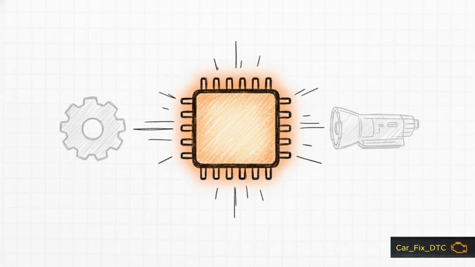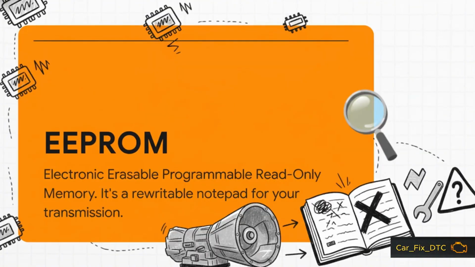Now, to really get to the bottom of this error, we've got to focus on that last word from the definition, EEPROM. It might sound like a bunch of jargon, but it is absolutely central to this whole issue. So let's figure out what it is and why it's so important for your transmission. EEPROM stands for Electronic Erasable Programmable Read-Only Memory. That's a mouthful. The easiest way to think about it is as a little digital notepad for your transmission. It's constantly writing down, erasing, and rewriting critical info about how you drive, when to shift, all that good stuff.